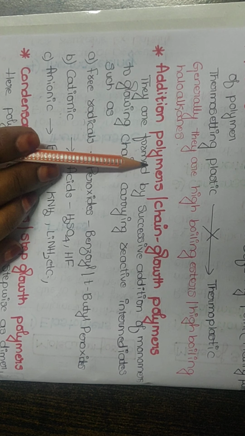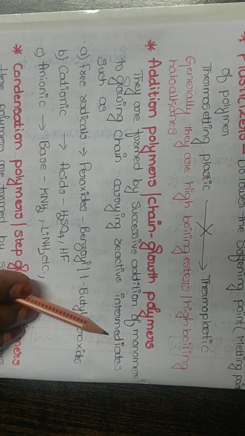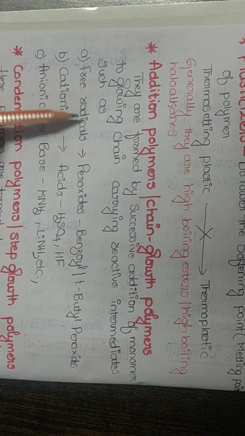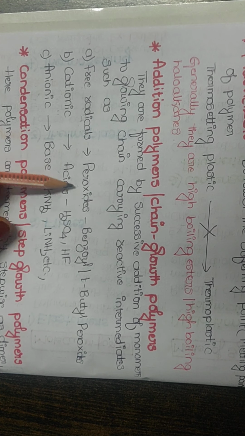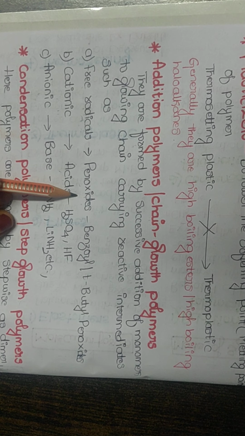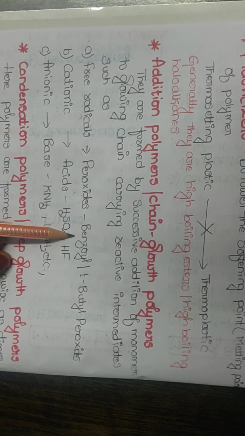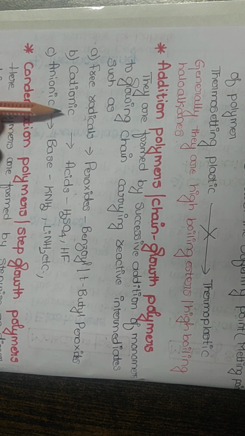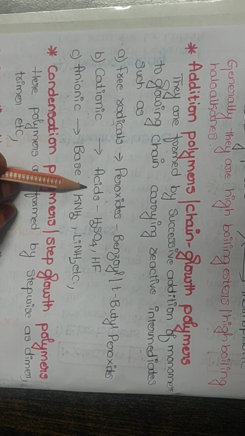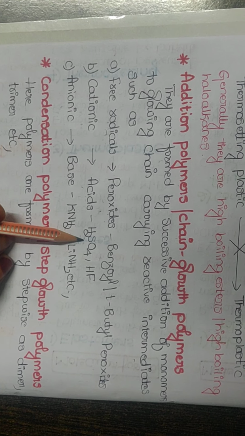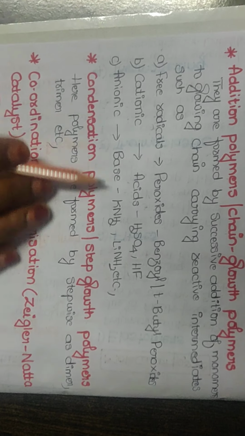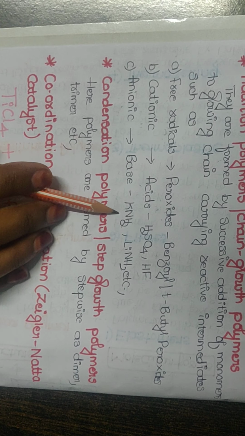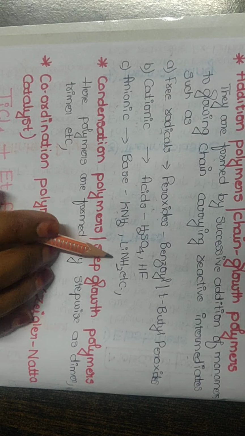So addition polymerization can happen with three types of intermediates: free radicals, carbocation, carbanion. To have free radical generation, we should add peroxides, which are called radical initiators, specifically benzoyl peroxide or tertiary butyl peroxide. If I want a carbocation as an intermediate, I have to add acids such as sulfuric acid or hydrofluoric acid. If I want a carbanion as an intermediate, I should add a base such as potassium amide, lithium amide, etc.